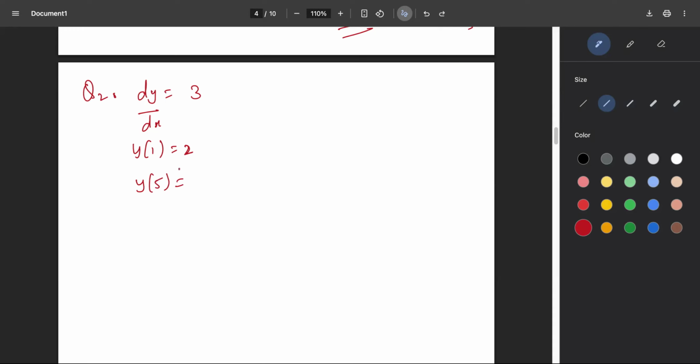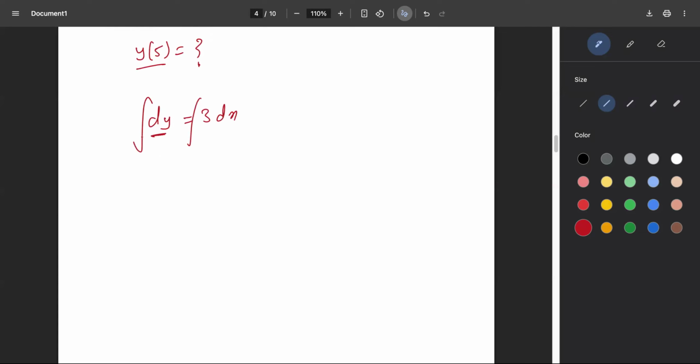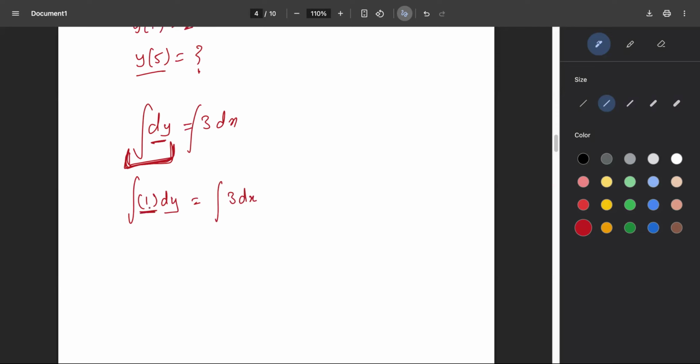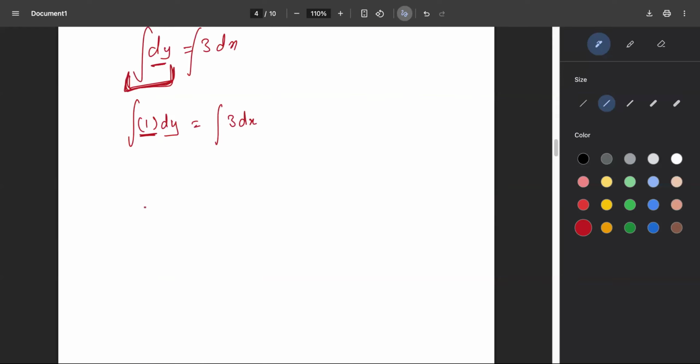You have to calculate this value. You know this equation, right? If you take this, you can write it like this. If you integrate it, integration of dy means you are going to take all the values of y. Do you know how to integrate this? This is nothing but 1 here, and here it is 3. Bhavna, what is the integration of 1? That is the value itself, right?